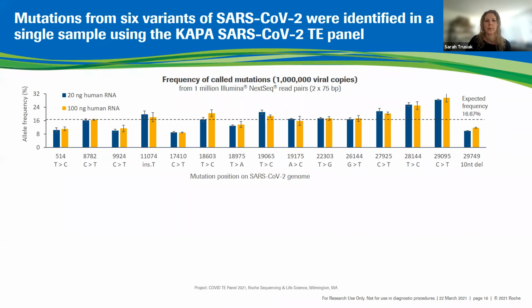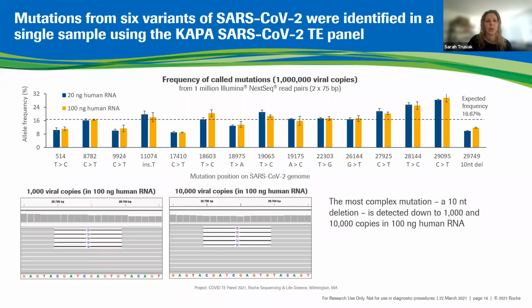So this is for a 1 million viral copy data set, so about 167,000 of each viral variant present. And while we were working on a more in-depth analysis for the lower viral copy samples for variant detection, we were able to find the most complex mutation, the 10 nucleotide deletion, was detected in the sequencing reads down to 1,000 and 10,000 copies and 100 nanograms of human RNA. And that's shown here in these IGB coverage plots by the sequencing reads that have a black line indicating a 10 nucleotide deletion in those reads.